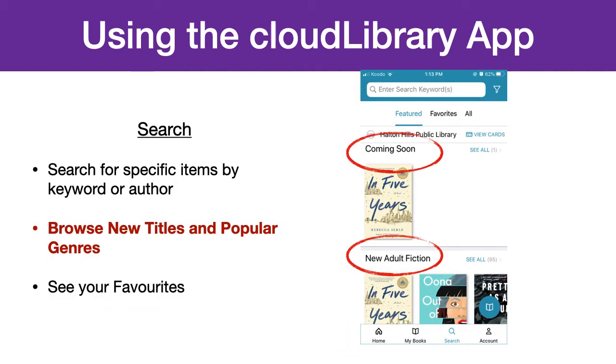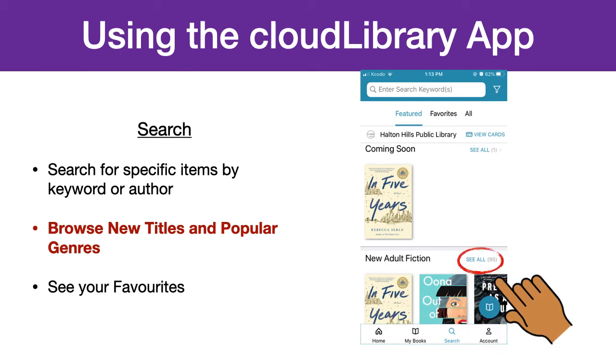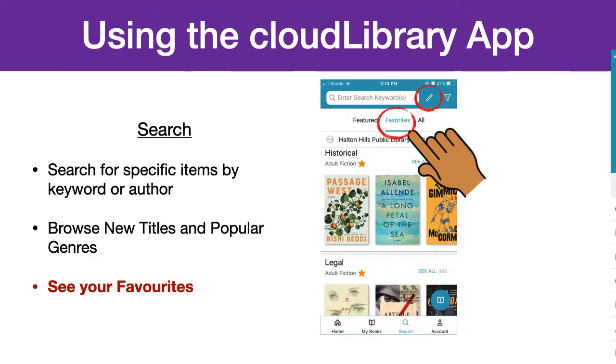If we go back to the main search page, you can see all of the new titles. To see all of the titles, scroll to the left or pick See All. Under the search menu, you can also browse your favorites. The first time you log in, it may prompt you to choose favorites. If you ever need to adjust those settings, click on the pen-like button at the top of the page.